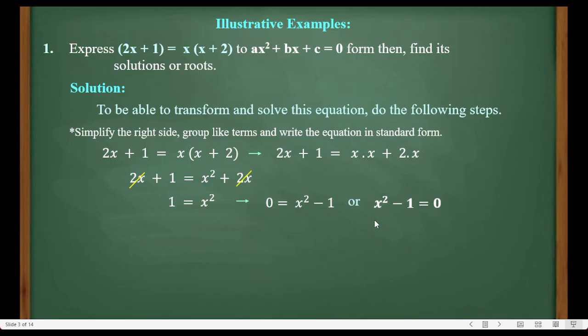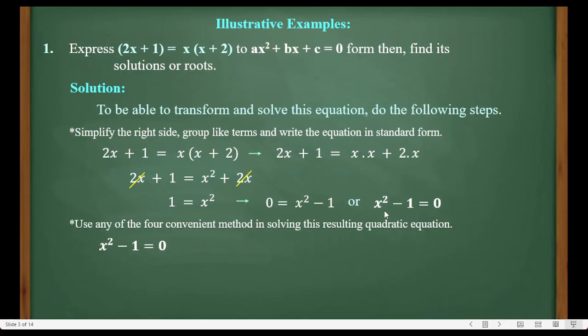And from this resulting quadratic equation, we can now solve this or find its roots by using any of the four convenient methods. Particularly if we're going to use the factoring, we can use it. So again, from this resulting equation, which is now written in standard form, we solve this by factoring.